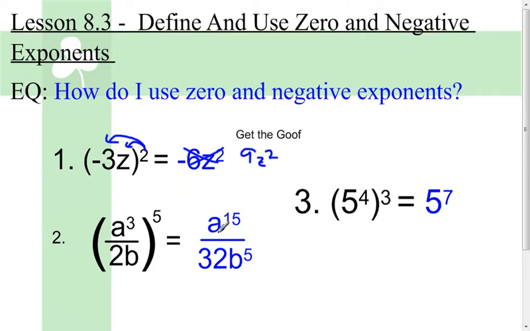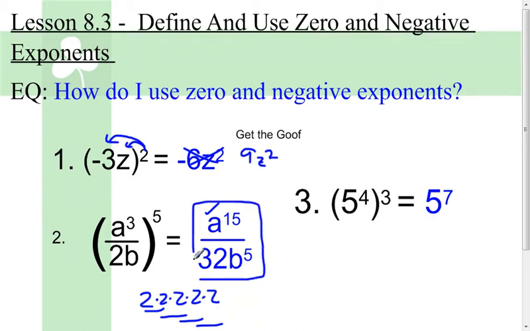Number 2. So, wrong. Number 2, let's see. Well, a to the third to the fifth is a to the 15th, so this part up here is correct. 2 to the fifth, b to the fifth. Let's see, 2 to the fifth. That's 2 times 2 times 2 times 2 times 2. 2 times 2 is 4, 4 times 2 is 8, 8 times 2 is 16, 16 times 2 is 32, which makes me think this is actually correct. I think this problem is correct. I don't see anything wrong with it.